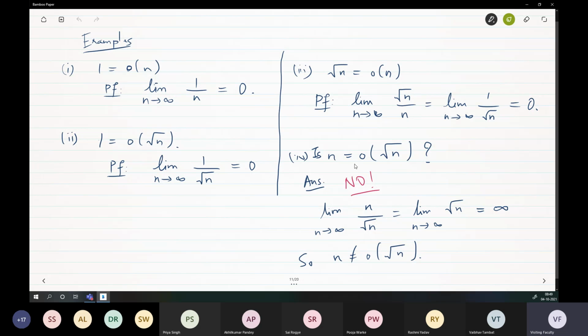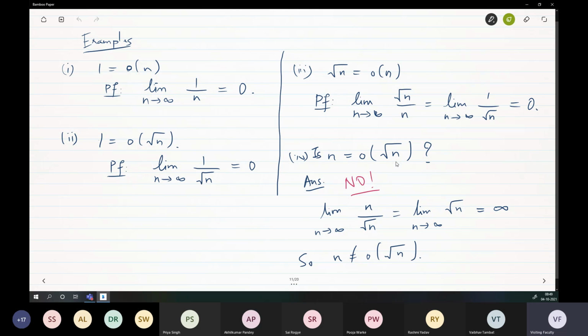And now for the same reason, n is not growing slower than square root n. Sorry, n is not even big O square root n. Right? Square root n is growing smaller than n. So n cannot be insignificant. N cannot be very, very small as compared to square root n. No chance. So n cannot be little o square root n.